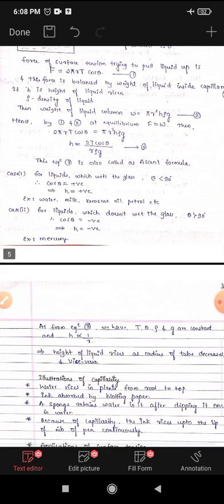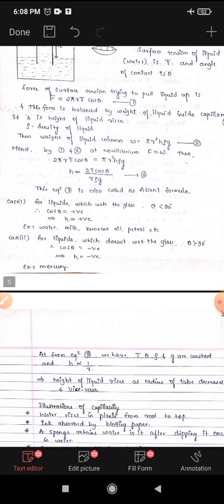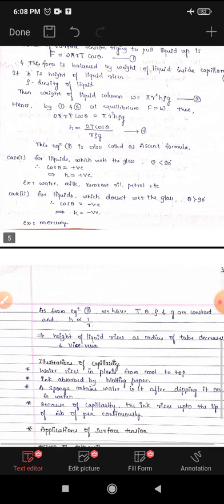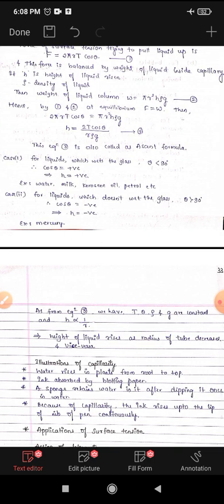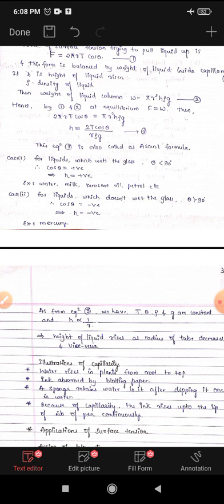And this is about the capillary rise. And from equation 3 we can also write that T will be constant for any liquid, theta will be constant, rho will be constant, g will be constant. And for all these constant values, the height h of the rise in the liquid will be inversely proportional to the radius of the capillary tube.